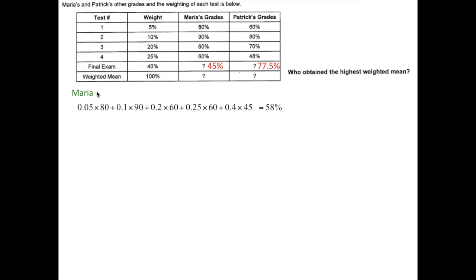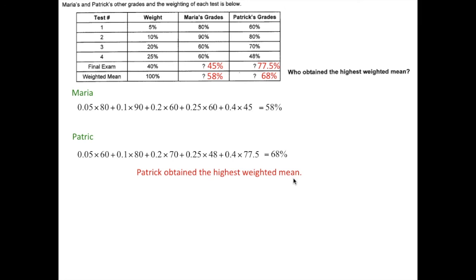Maria got 58%. Patrick got 5% of 60%, which is 0.05 times 60, 10% of 80%, which is 0.1 times 80, 20% of 70, which is 0.2 times 70, 25% of 48, which is 0.25 times 48, and 40% of 77.5, which is 0.4 times 77.5, gives us 68%. So who obtained the highest weighted mean? Patrick obtained the highest weighted mean.